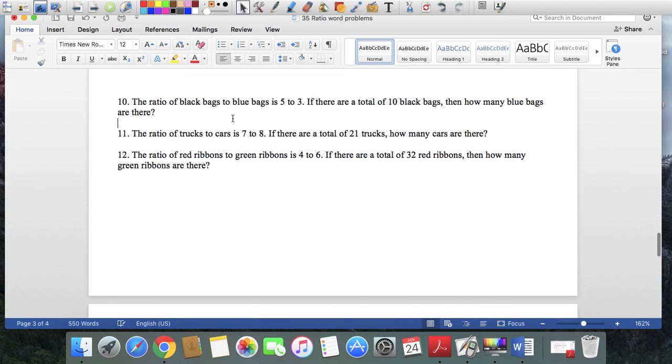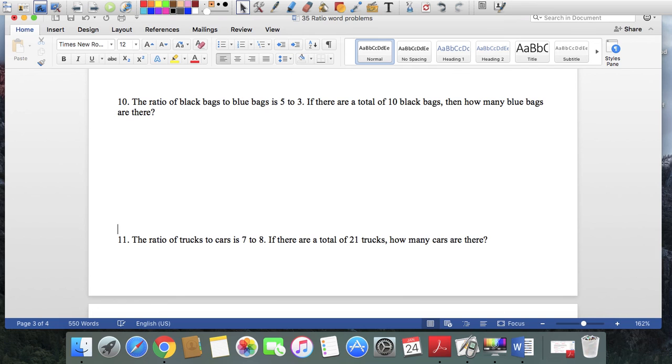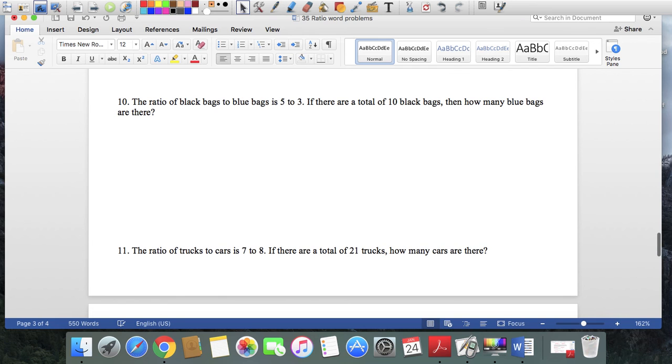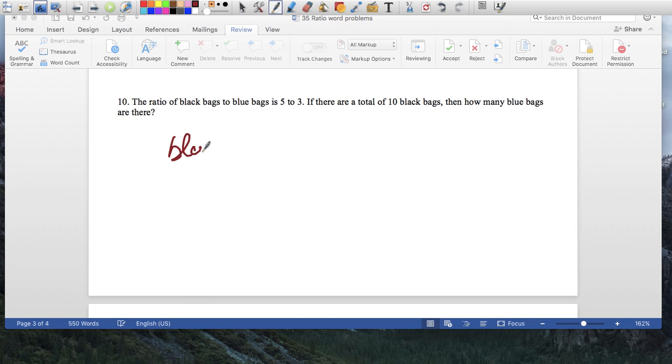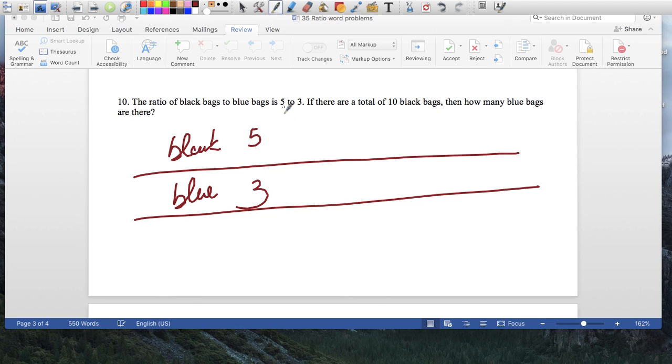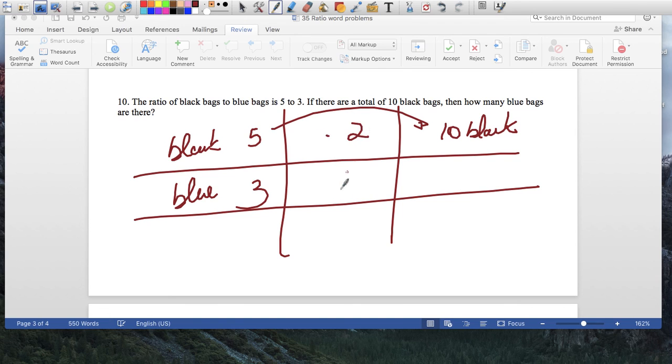Number 10. The ratio of black bags to blue bags. Black, blue, 5 to 3. If there are 10 black bags, how many blue are there? This one's pretty easy. Times 2. So this is going to be times 2, so it's going to give 6 blue. Okay.